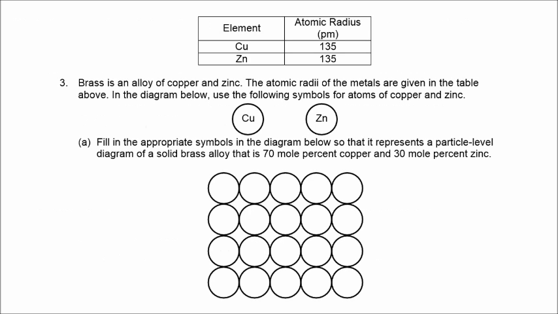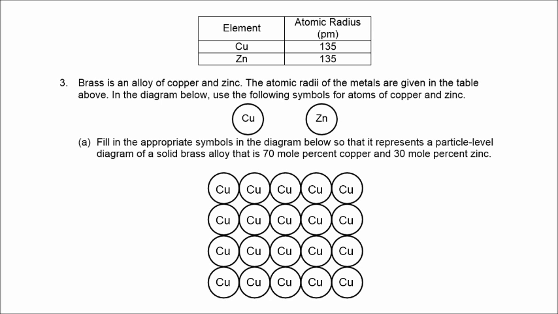All right, number 3 is talking about alloys. We have copper and zinc, and that particular alloy contains 70% copper and 30% zinc. So right now the diagram is 100% copper. So what's 30% of these atoms? Well, there are 20 atoms in the diagram. So 30% of 20 is 6. Let's replace 6 of these coppers with zinc.